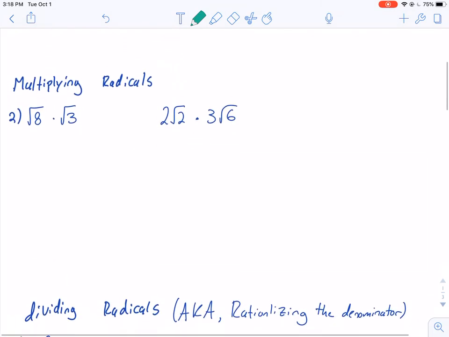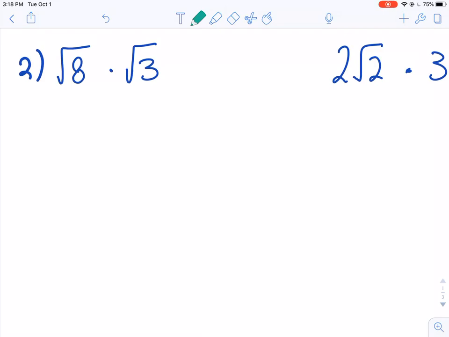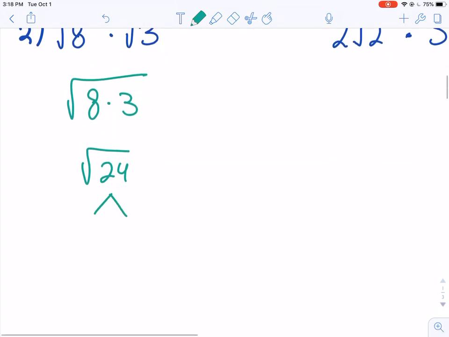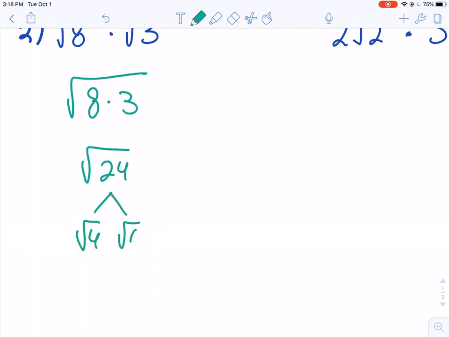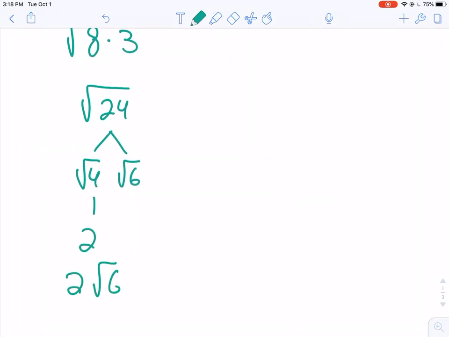Next, let's take a look at multiplying radicals. When we multiply radicals, things inside of radicals are allowed to multiply together. So we'd write a big radical, 8 times 3, gives us radical 24, and then we always have to simplify, guys. So radical 4, radical 6, radical 4 then becomes 2. Final answer would be 2 radical 6.